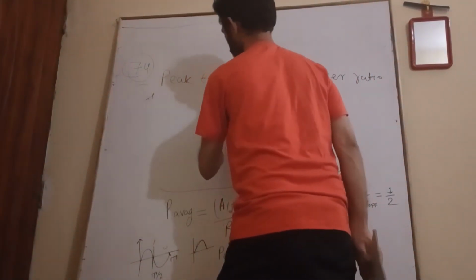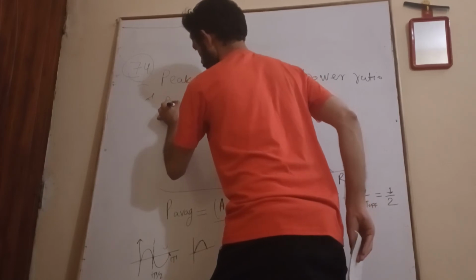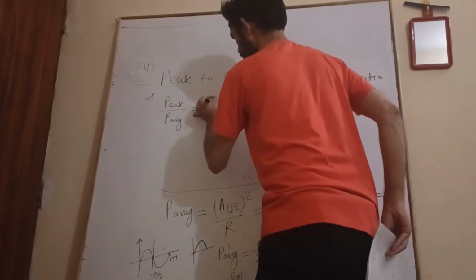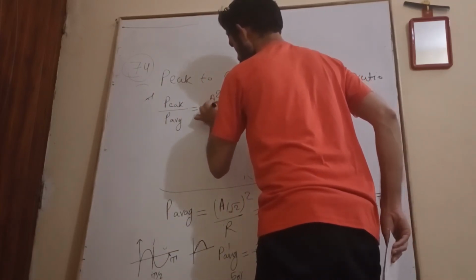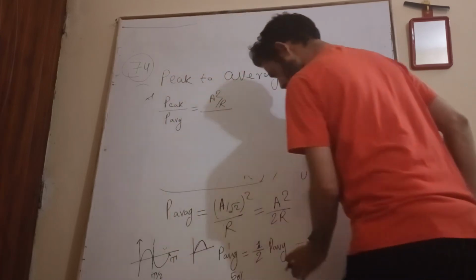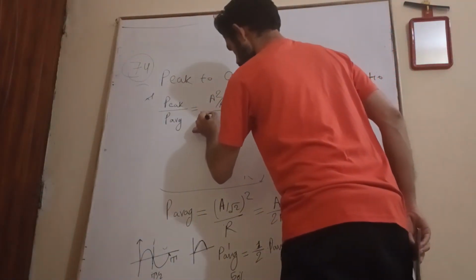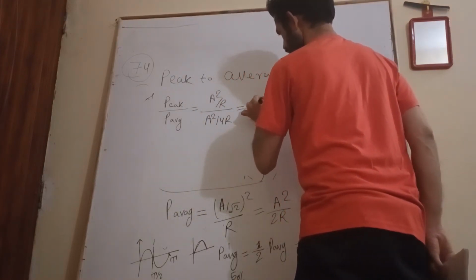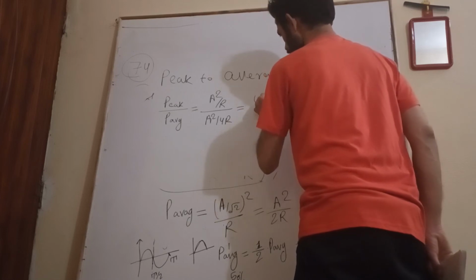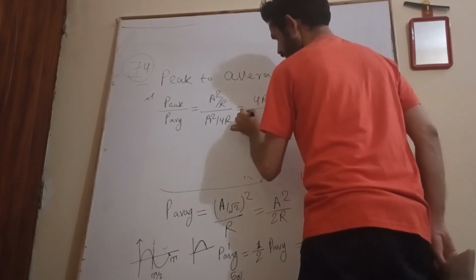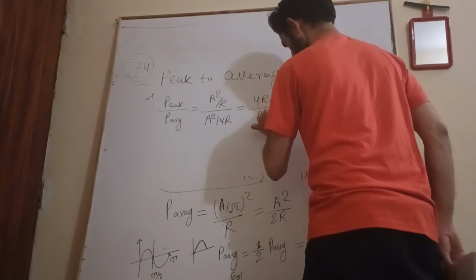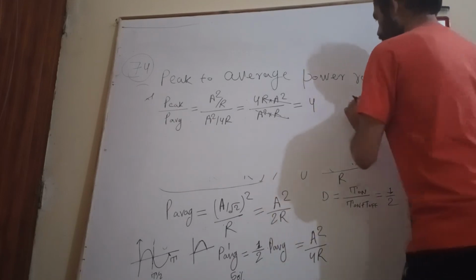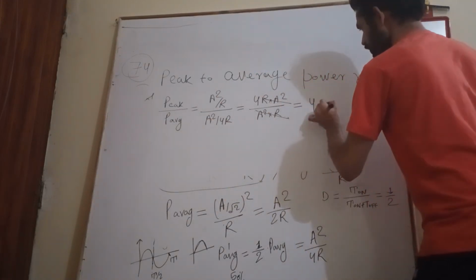So therefore, the peak power to average power ratio: how much is peak power? A square by R. How much is average power? A square by 4R. So the ratio is 4R A square divided by A square into R. This will get cancelled, and this is 4. So the peak to average power ratio is nothing but 4.